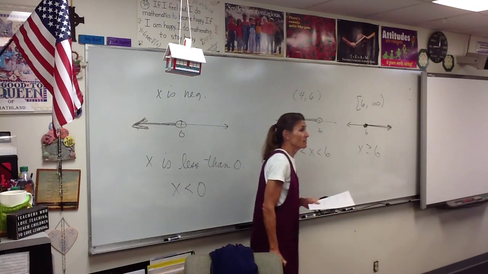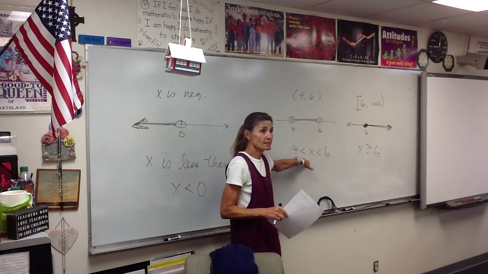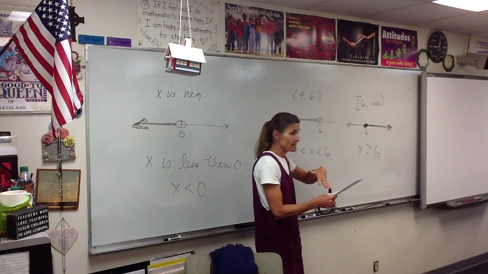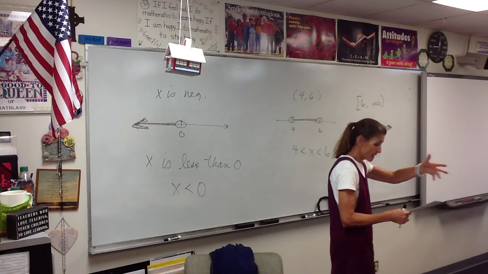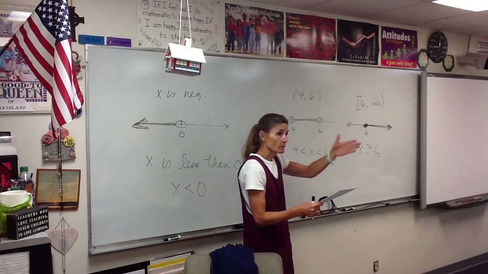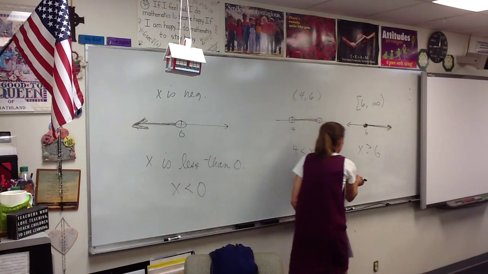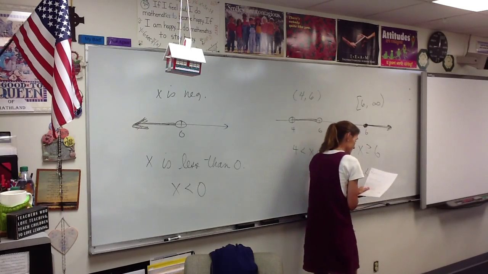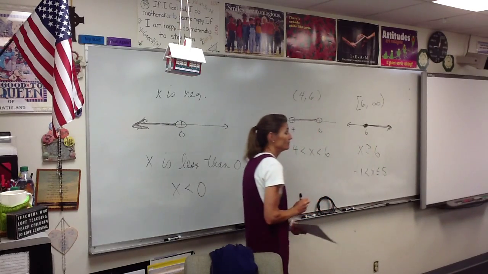C already has the picture drawn, so you're going to write an inequality just like this one. Because look at the picture in 3C. Don't you have a starting point and an ending point? Okay, so here we go. How are we going to write that interval? What's that going to look like in terms of an inequality? -1 is less than x, less than or equal to 5.